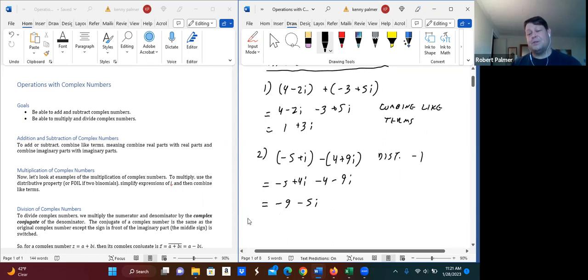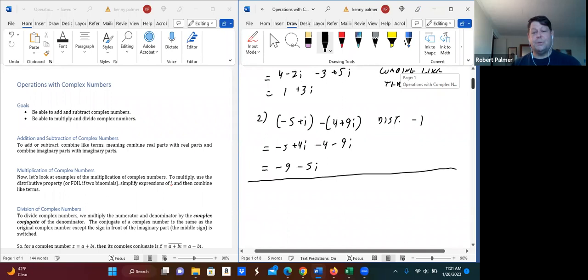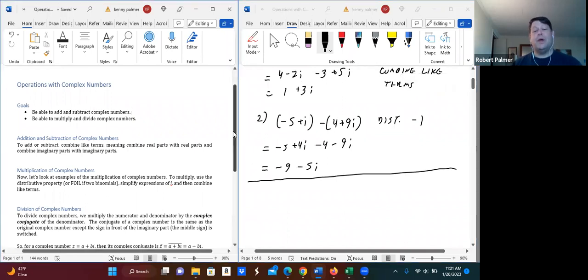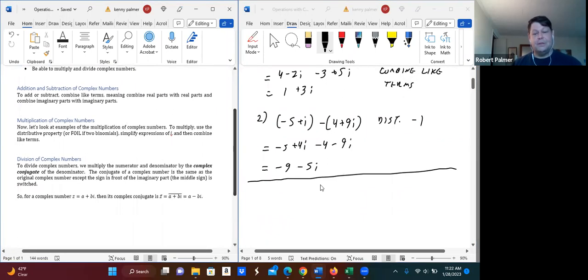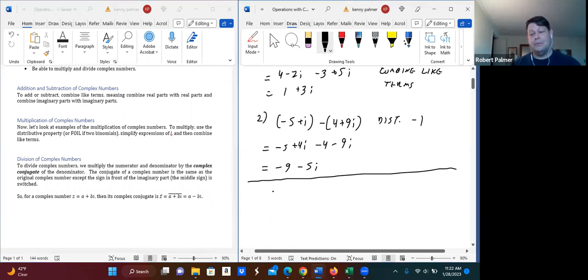Okay, so that's the idea of adding and subtracting. Basically, it is essentially combining like terms, combining real parts with real parts and imaginary parts with imaginary parts. Now, let's take a look at the next one, multiplying. Multiplying is a bit different.